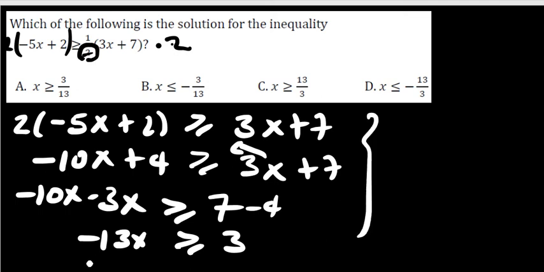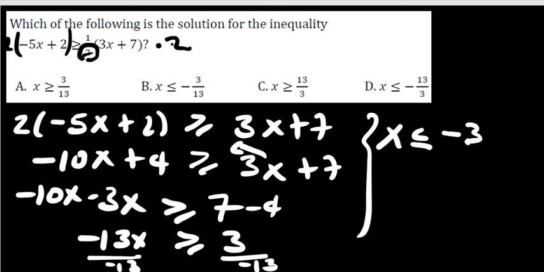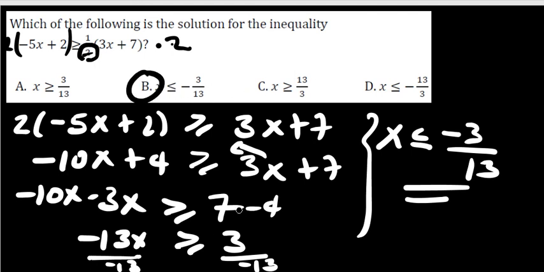Therefore we'll divide by negative 13. Take care, when you divide by negative 13, the inequality sign will change now. So the x will be less than or equal to negative 3 over 13. So the answer is found in D. No, not in D, actually in B. Here it is, negative 3 over 13. That is the answer.